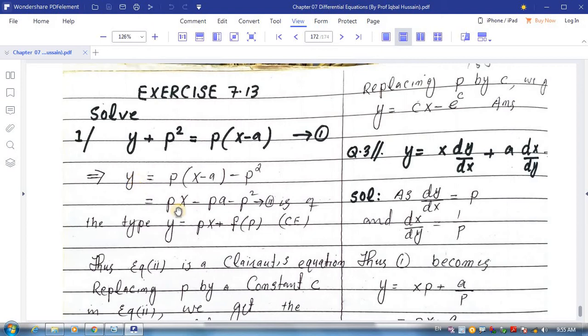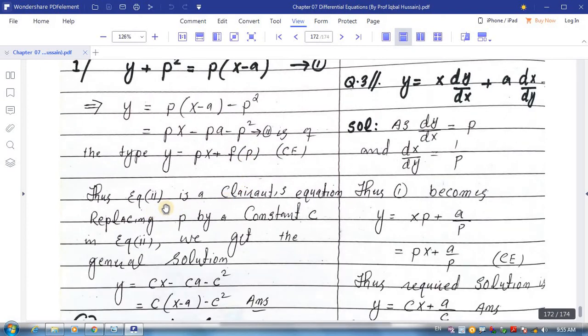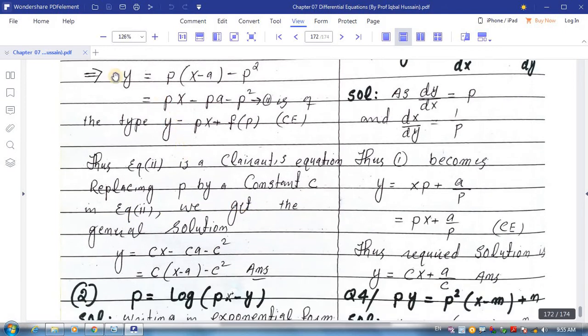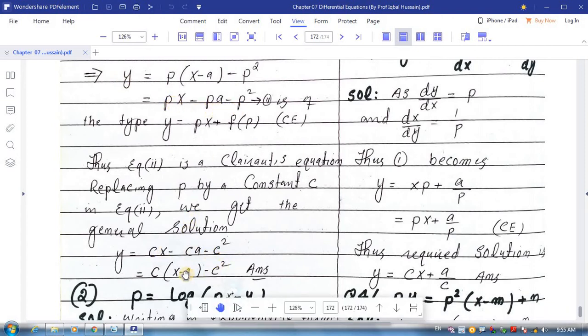This is a differential equation. y is equal to px minus pa minus p square is of the type y is equal to px plus f of p. This is px and these two terms are equal to f of p. So this is Clairaut's equation, equation 2. Replacing p by a constant c, we get the general solution. Replace p by c, we get y is equal to cx minus ca minus c square. So this is the general solution.